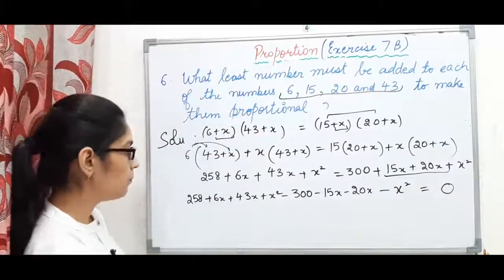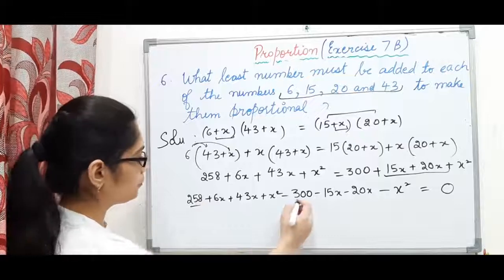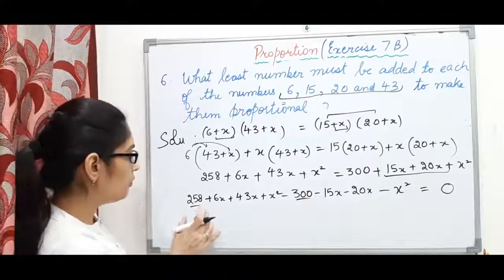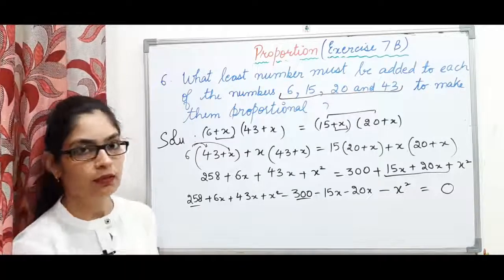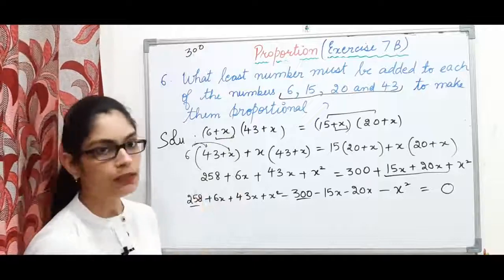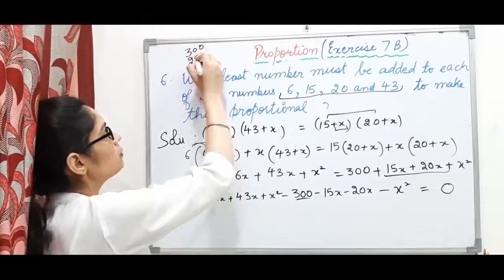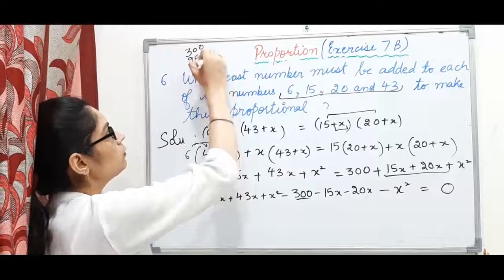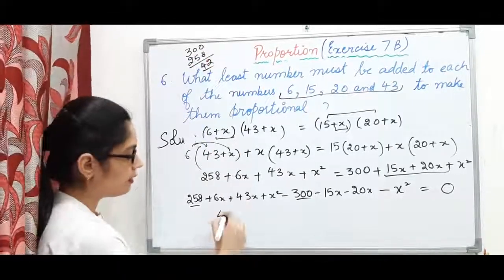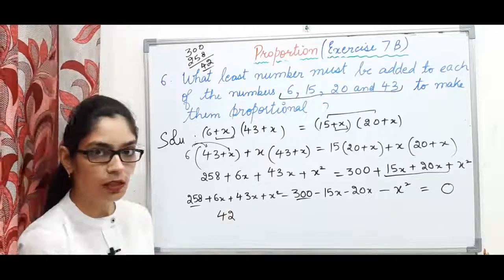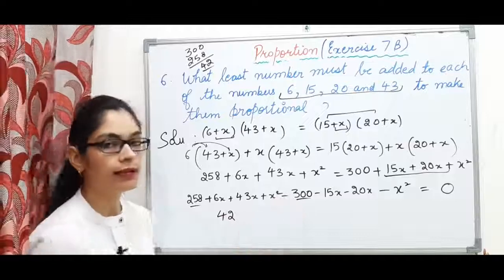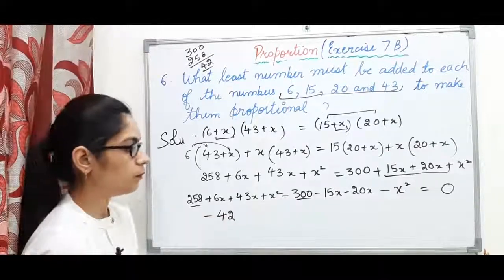Now all the like terms. This 258 and 300, these two are like. So first we will solve this. 258 minus 300. See, 258 minus 300, for plus minus plus is minus, so that means 300 minus 258 we have to do. It's 42, but the sign is the one with the greater number. So the greater number is 300, with the greater number minus sign is there, so minus 42.